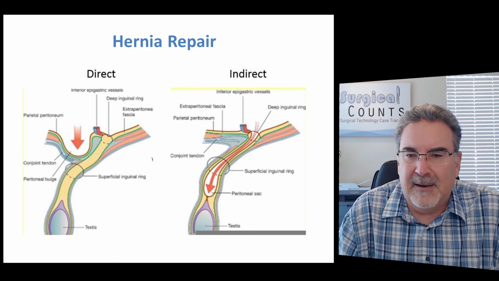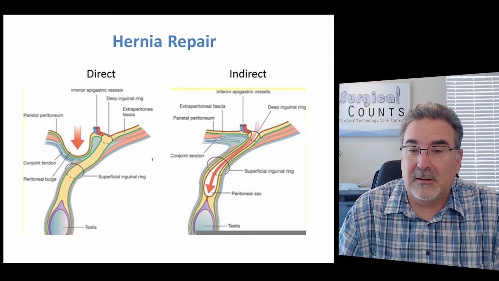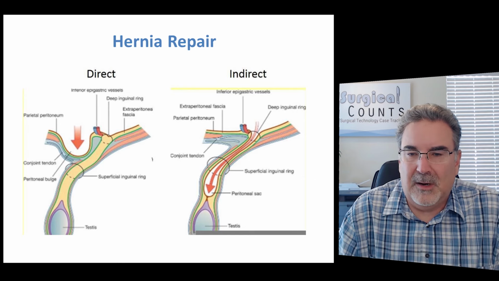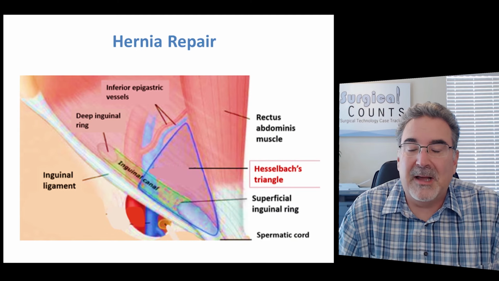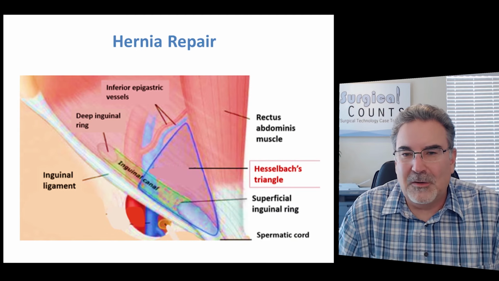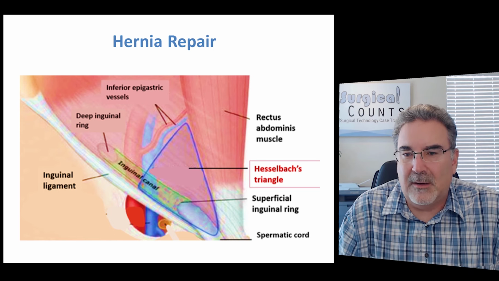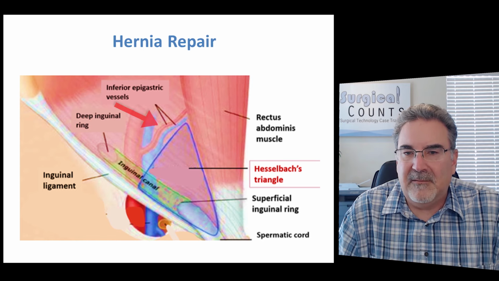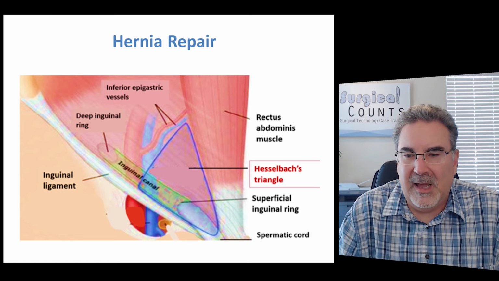And the reason for that is because of the landmarks that are used to describe what is a direct hernia and what is an indirect hernia. So the landmark that we use is something known as Hasselbalch's triangle. And again, this is one of those words that you're going to see a lot in the tests, Hasselbalch's triangle. This triangle is formed by the rectus abdominis muscle, the inguinal ligament, and the inferior epigastric vessels. So why is this important? Well, this is what tells us what kind of hernia we have.